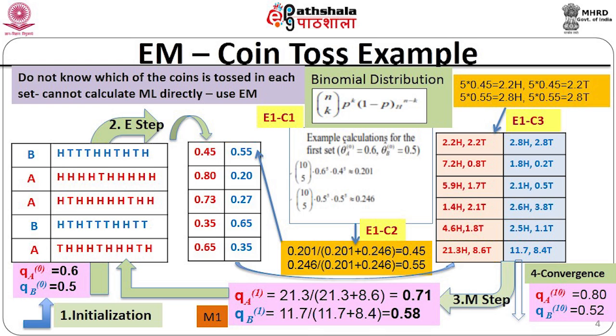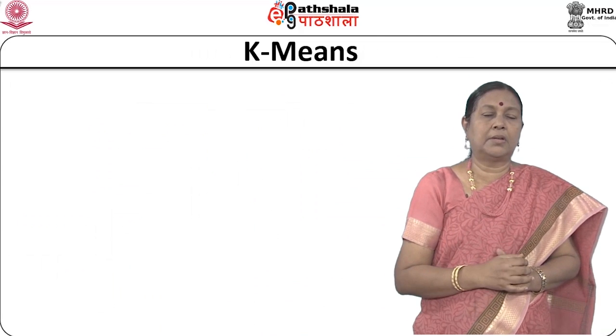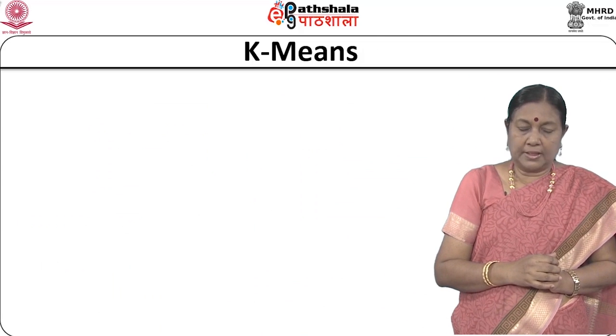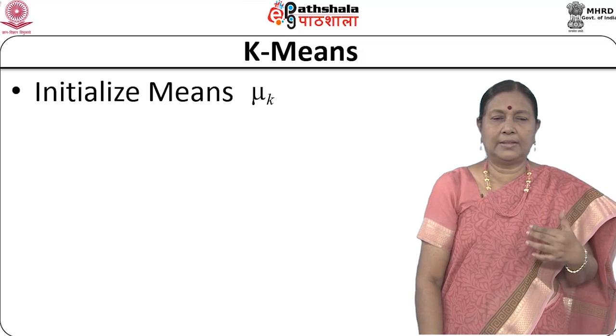So, he has still calculated only the maximum likelihood values, and this is the flow of the EM algorithm for the coin toss example. Now, we will use this same EM method for the k-means algorithm. Okay. So, initialize the means.